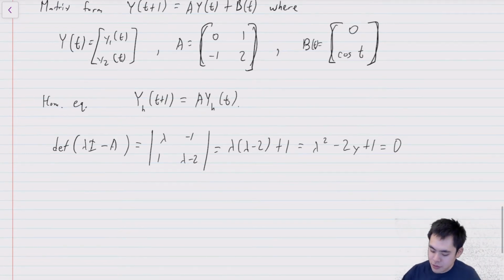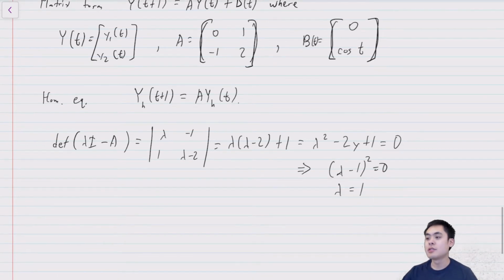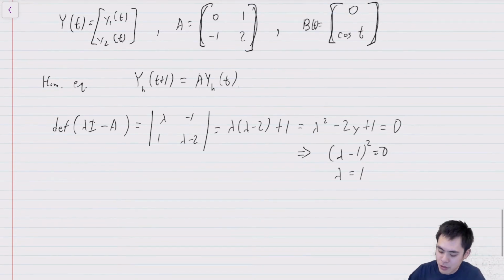And since that's equal to 0, this implies that you can factor this out. So this implies that (lambda minus 1) squared is equal to 0. So lambda is equal to 1. So you only have one eigenvalue, and so this might be a problem. Let's try to compute the eigenvector of it.